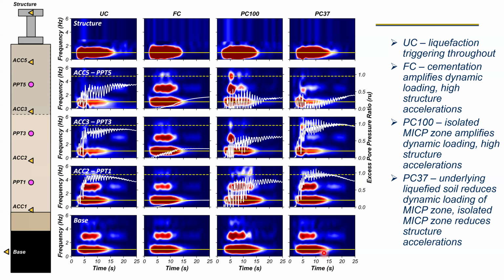And for the PC37 model, the frequency content was unchanged until it got liquefied, but at around 5 seconds, the frequency content changed because of the liquefaction triggering. And you can see at the point when the frequency content changes, the rapid excess pore pressure generation as well.